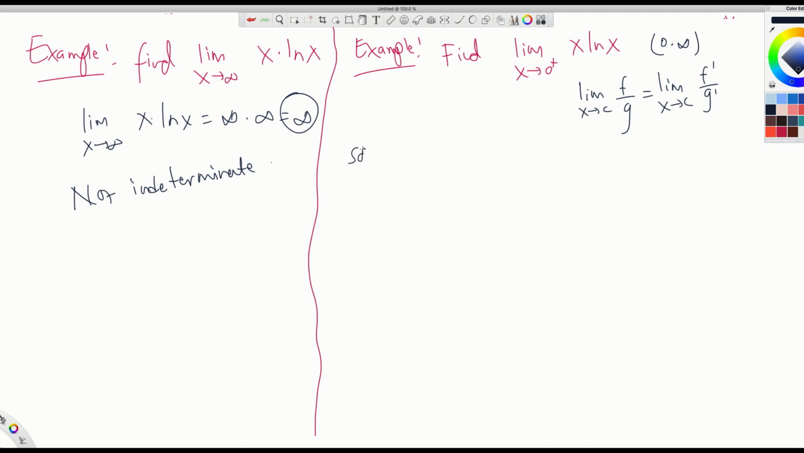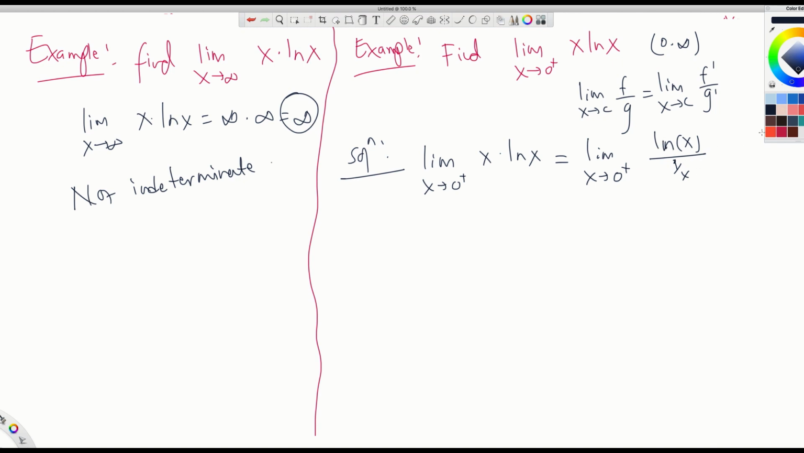So the solution is the limit as x tends to 0 plus of x times natural log of x. This can be written this way, right? Do you agree with that? The limit as x tends to 0 plus of natural log of x divided by 1 over x. You can write it that way, right? Because if you write it in product form, you have natural log of x times x over 1, so this is basically 1 over x.